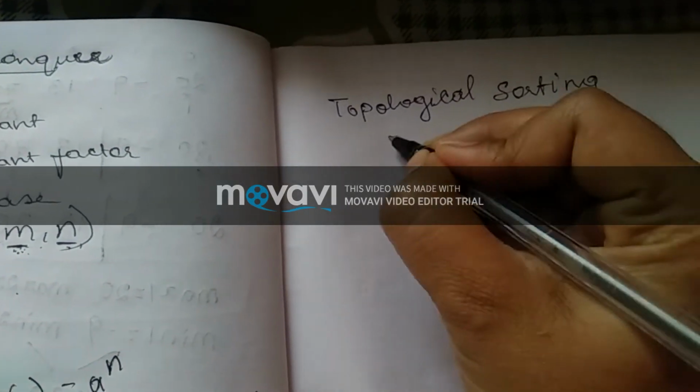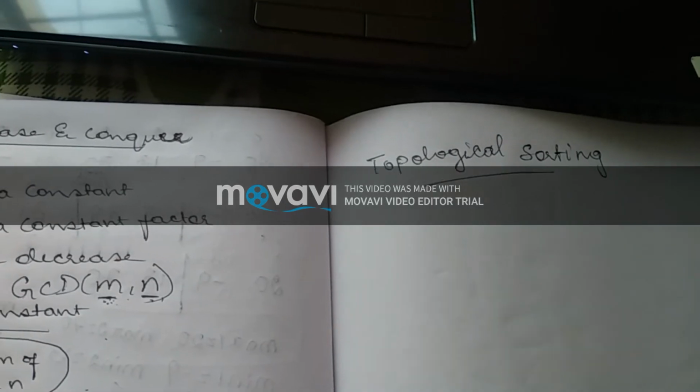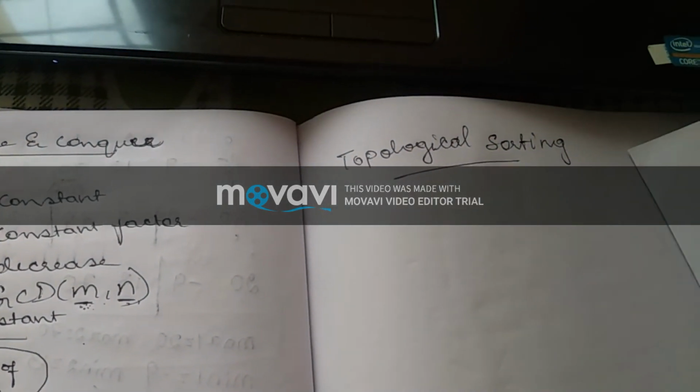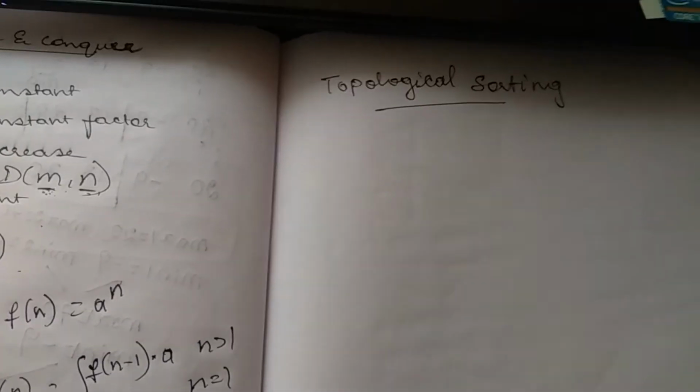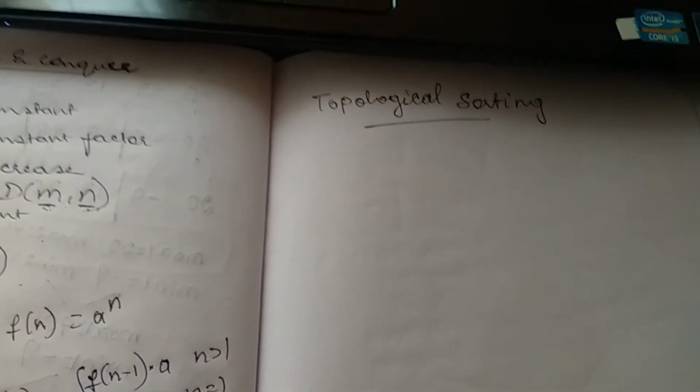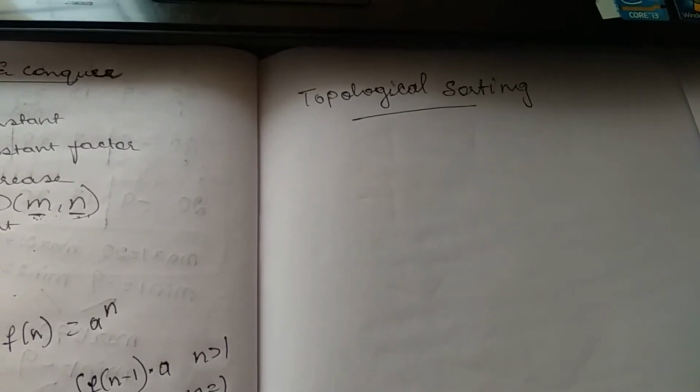Topological sorting. What do you mean by this topological sorting? Actually, in the name itself it is there, it is a sorting technique. What do you mean by sorting? You have to just sort the given elements in either ascending order or descending order.